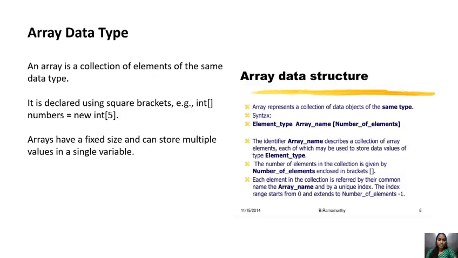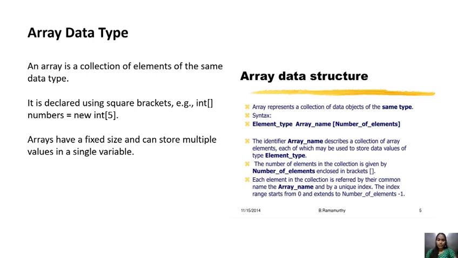Array data type. An array is a collection of elements of the same data type. It is declared using square brackets. For example, int[] numbers = new int[5]. Arrays have a fixed size and can store multiple values in a single variable. Here 5 represents the size of the array.